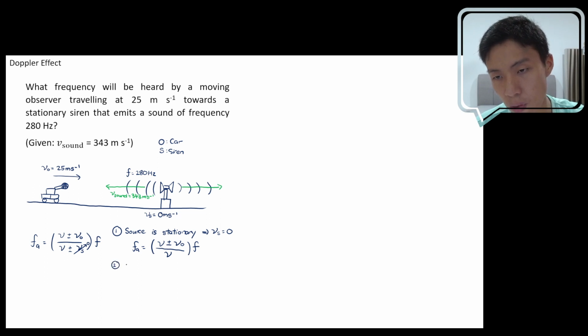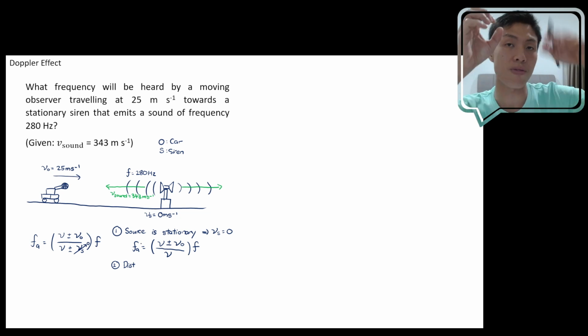Next, I check whether the distance is increasing or decreasing, the distance between the observer and the sound source.